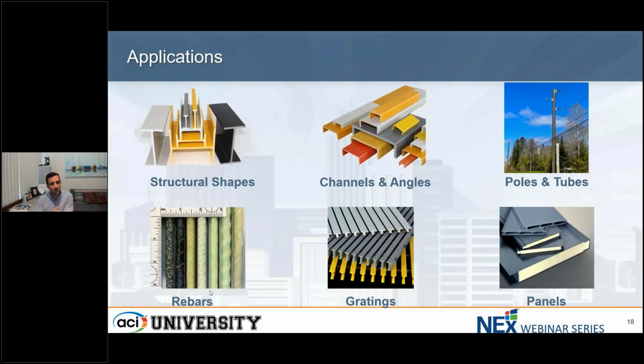And even though I have on the bottom left corner FRP rebars that are also made through the pultrusion process, these tend to be inserted inside of concrete as a concrete reinforcement. Today's presentation really focuses on all the other items. These are ready-to-use structural shapes, channels, gratings, panels, tubes that are used as a finished element in construction, not with concrete.